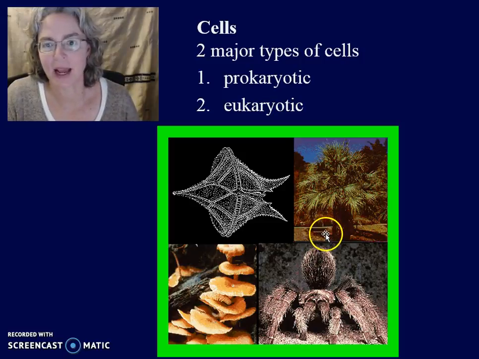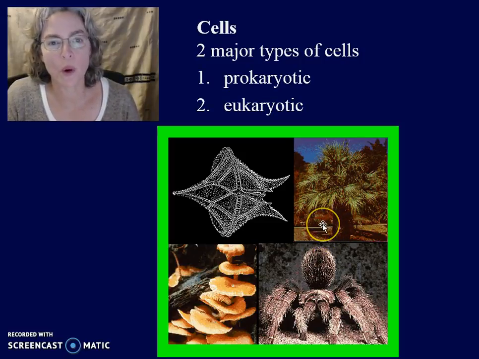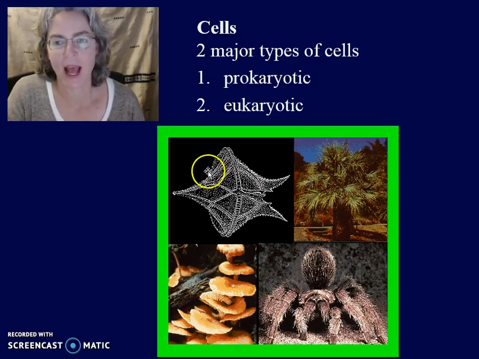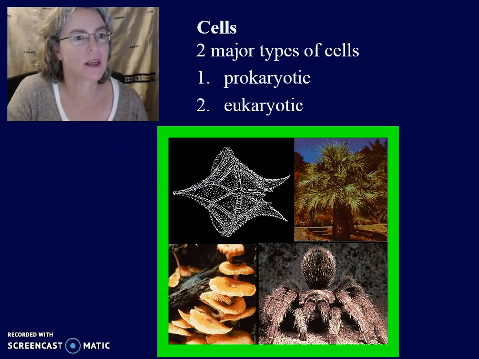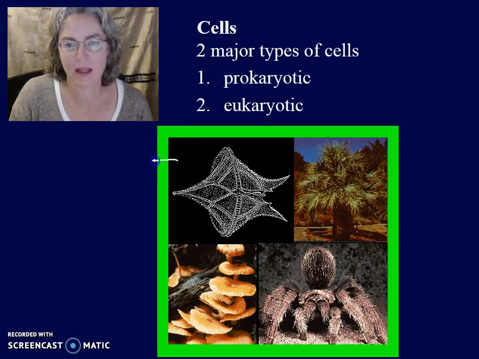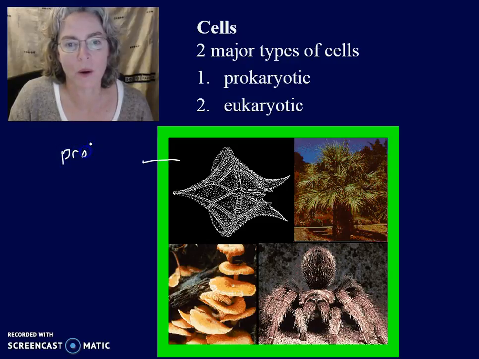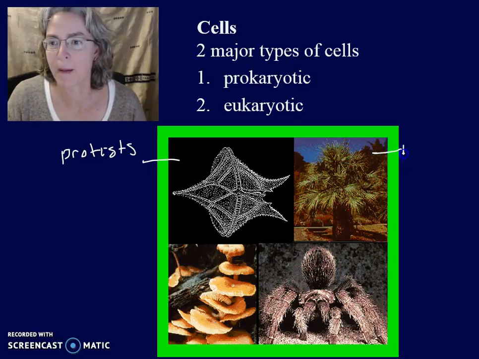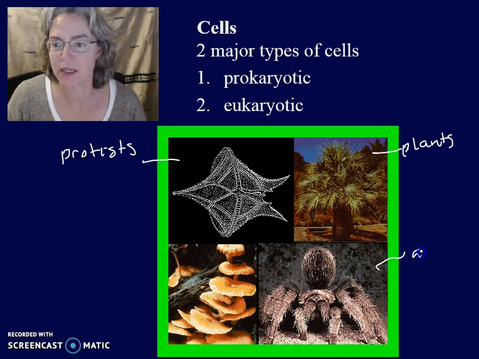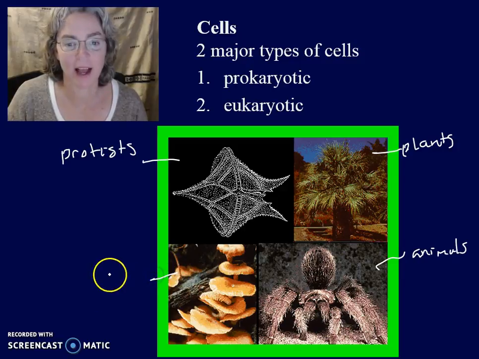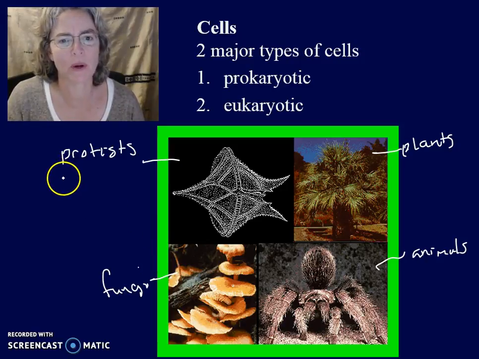Okay, the second type is a eukaryotic cell, and the groups of organisms that have eukaryotic cells are protists, plants, animals, and fungi. Okay, so you know plants, animals, fungi, but what are protists?